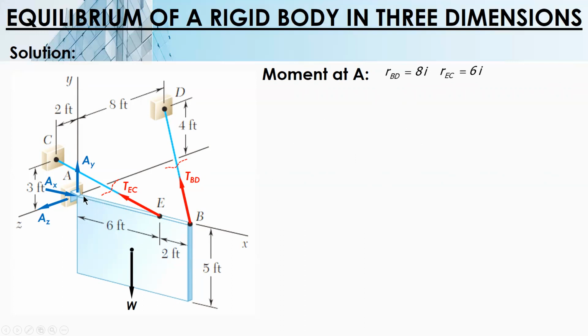And for the weight, the position vector is 4i minus 2.5j. Since the length is 8, half is 4, and at the center, the height is 5, so 2.5. So the position vector of the weight should have been 4i minus 2.5j. But if you use the principle of transmissibility, the weight can be placed here, so therefore the position vector will only be 4i. That's our position vector for W.